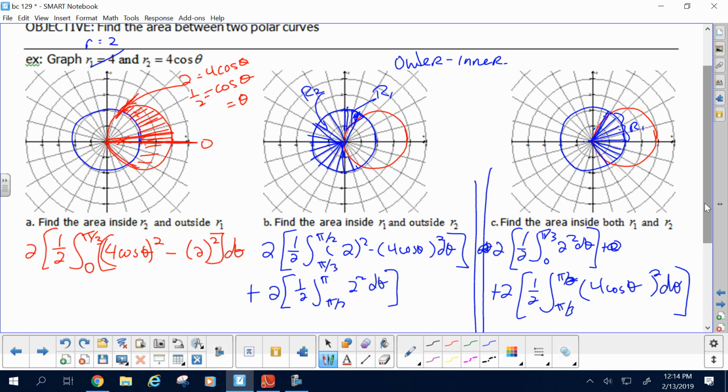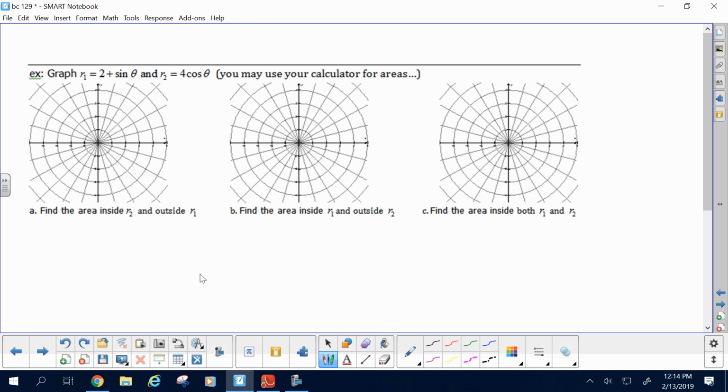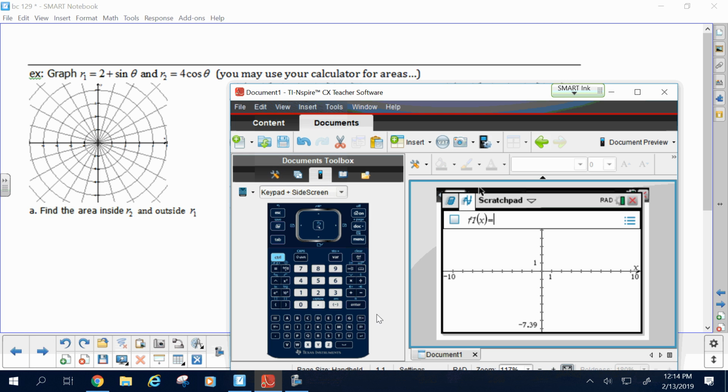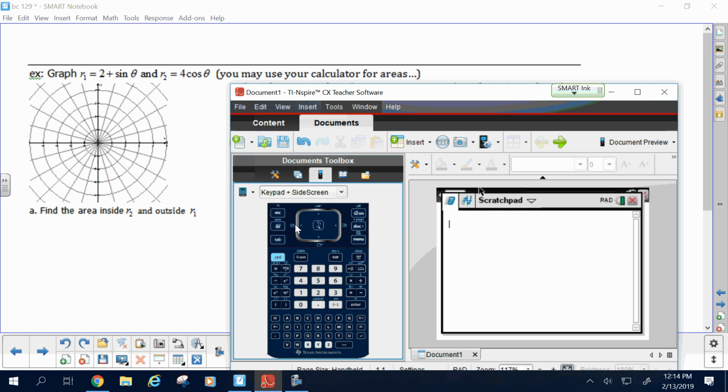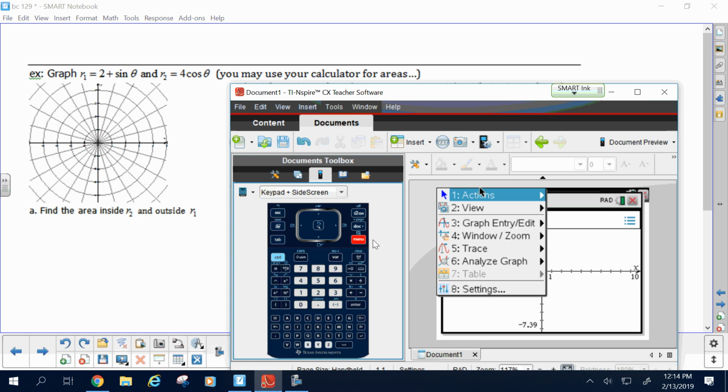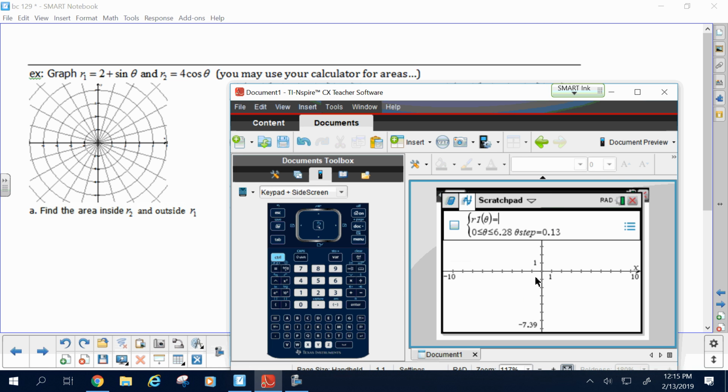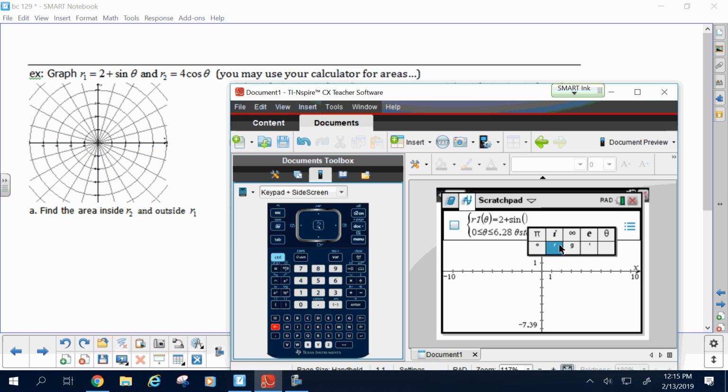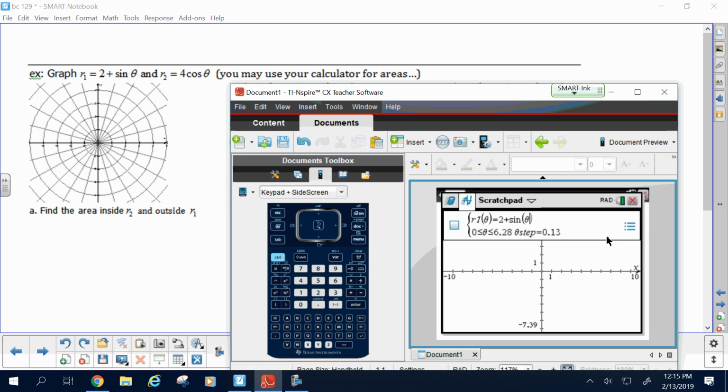All right, would you get out your calculator? Let's do a calculator active one, please. Put those in your calculator, 2 plus sine is 4 cosine. Theta is in the pi button menu. In the pi sub menu, you'll see a theta. If you're in polar mode, you have to use theta. If you type x, it will not know what you're talking about. Once it's in polar mode, it expects theta as the input variable. All right, and then what's the other one? 4 cosine theta.